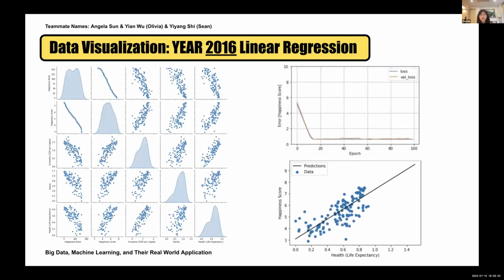And here's the data visualization for the year 2016 of the linear regression model. So on the left, we have again a pair plot of several different variables that shows their basic relationship. And then here again, we have the loss function, which shows that the error decreases as the epoch increases. And finally, we have a scatter plot of the actual data points with our prediction line generated by the model.